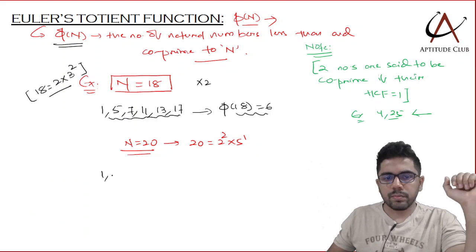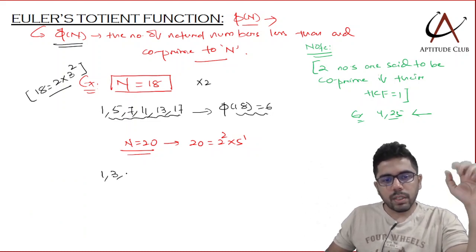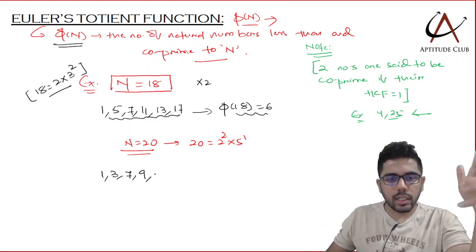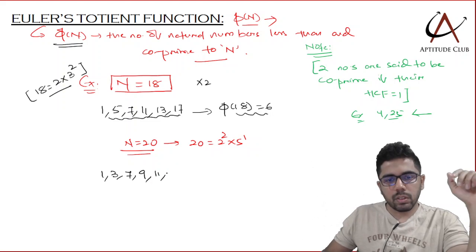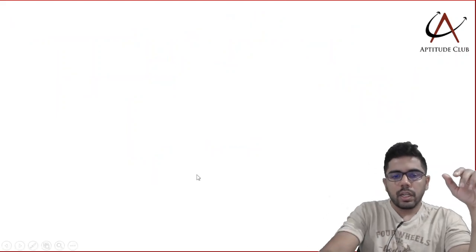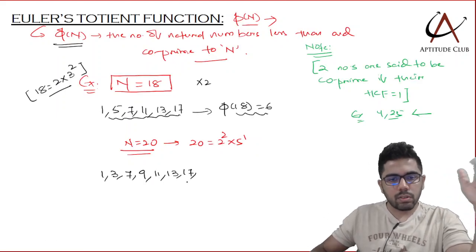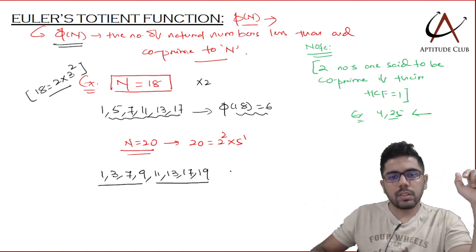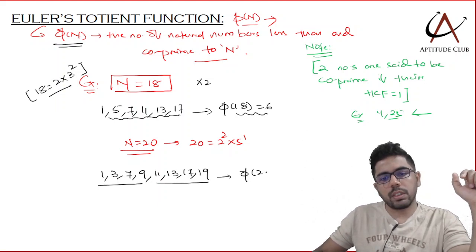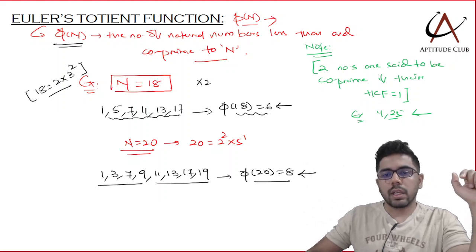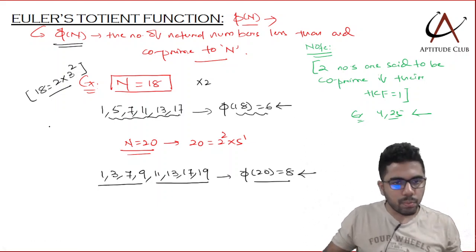So I'll start with 1, then 3, 4, 5 नहीं हो सकता. 6 also I cannot take. I can take 7. 8 I cannot take. 9, 10 I cannot take. 11, 12 you cannot take. 13, then 14 you cannot take. 15 नहीं ले सकते. 16 भी नहीं ले सकते. 17, 18 also you cannot take because 18 has got a 2. Then I can take 19. So I get 1, 2, 3, 4, 5, 6, 7, 8. So you get phi of 20 is equal to 8. That means there are 8 such natural numbers that are less than and co-prime to 20. I hope all of you understand the meaning.